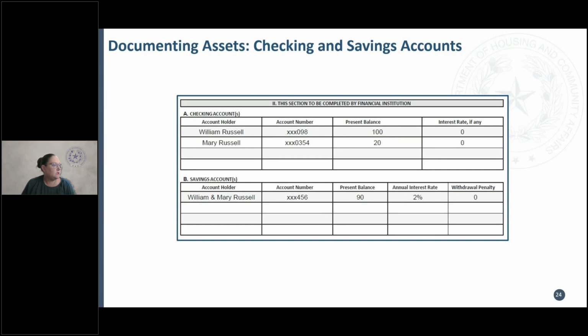All right. Looks like our voting has slowed down, so I'm going to go ahead and end this poll. And we're going to talk more about the assets. I promise we will work the math. So we can see here they've got two checking accounts totaling 120 and a savings account that's 90 with a 2% interest rate. None of our other assets had interest. So I'll give you guys just a moment to calculate the actual income from assets, and then I will launch the poll.